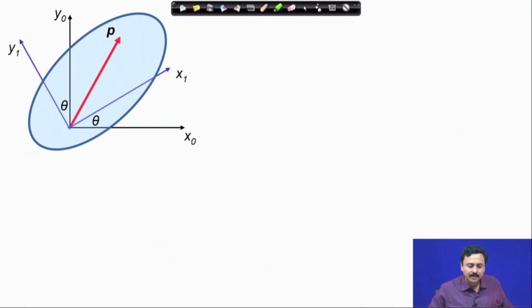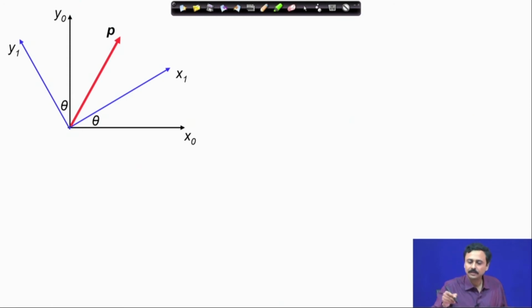Here I have removed the original position of the body in configuration 1. So, we can only see the body in configuration 2, the body fixed frame x 1 y 1 and the ground fixed frame x 0 y 0. We can also see the new location of point capital P. So, this is the new location of point P.